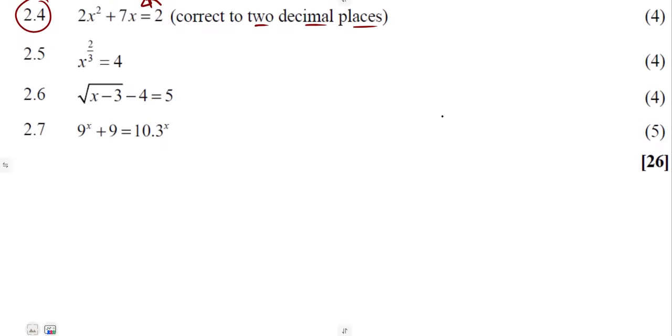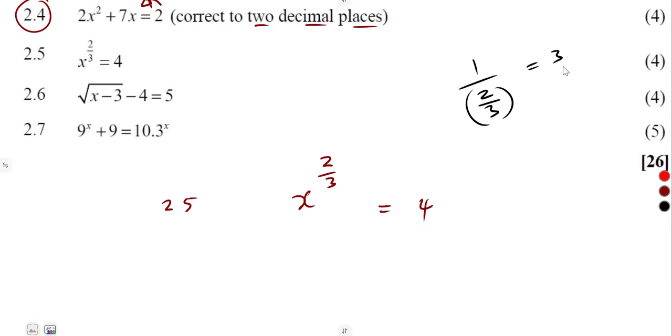2.5, we are given again to solve for x. X to the exponent of 2 over 3 is equal to 4. All right, so remember, these rational exponents, we're just going to need its reciprocal. What is the reciprocal of 2 over 3? That's 3 over 2. So you multiply here the exponent by its reciprocal. Here you raise it to the exponent of the same reciprocal, 3 over 2. So this is going to give us what?